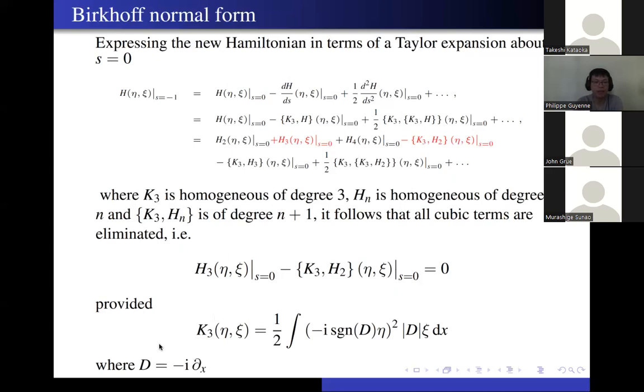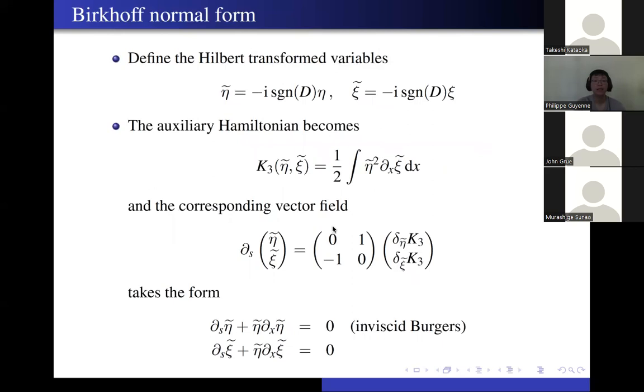And I forgot to mention earlier that big D is minus i, the imaginary unit, times partial x. So this expression of K3, the Hamiltonian for your transformations, doesn't look very familiar in this form. However, if you introduce these Hilbert transform variables η tilde and ξ tilde, according to this definition up here, then that's how you can re-express K3. And I would say it looks a bit more familiar because that's the Hamiltonian for a Burgers system. And indeed, the corresponding evolution equations for η tilde and ξ tilde, which are given down here, among them, you can recognize the well-known inviscid Burgers' equations.